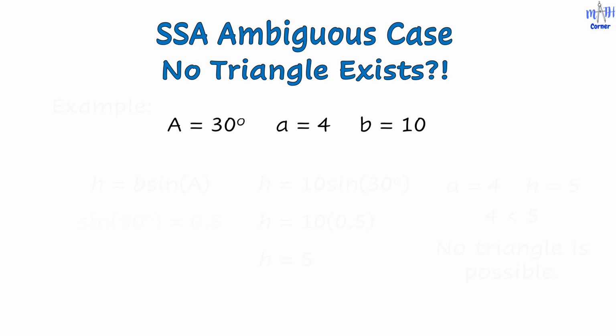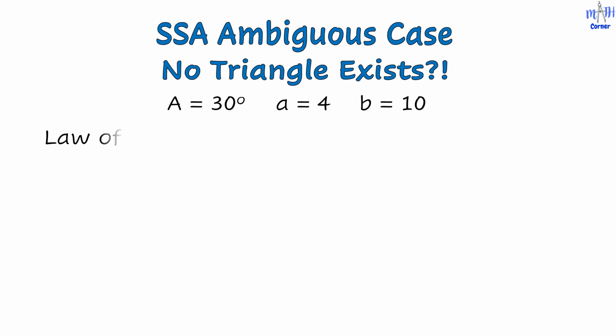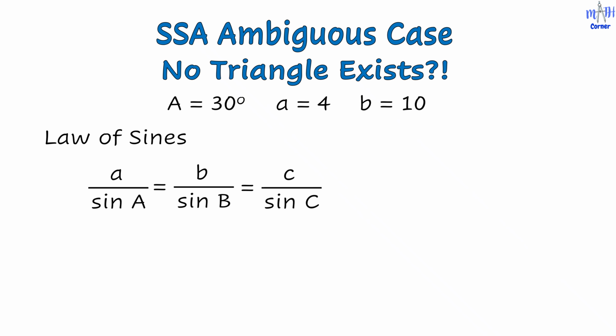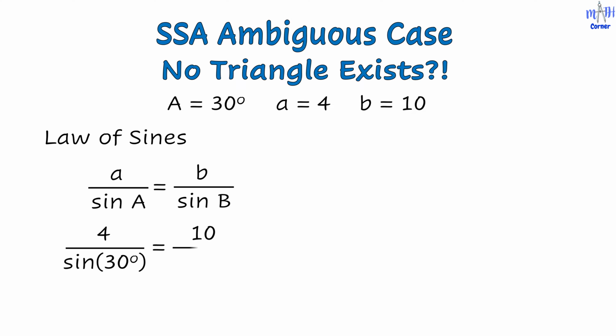Second method. Using the law of sines. Here is another way to confirm it. Start with the law of sines. A over sine A equals B over sine B. Substitute the given values. 4 over sine 30 degrees equals 10 over sine B.